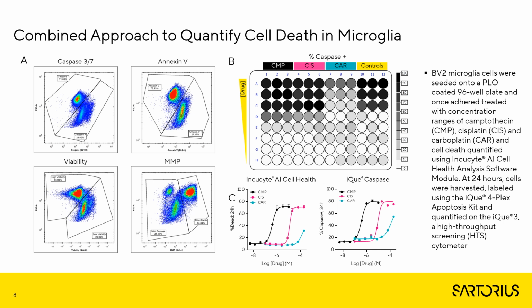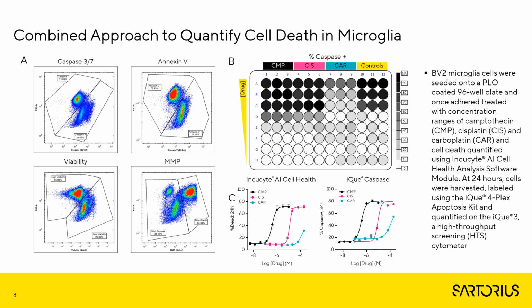So these cells are treated with 3 chemotherapeutics. This was using camptothecin, cisplatin, and carboplatin, all of which are known to cause DNA damage and activate apoptotic pathways. So we monitored these in the INKSIGHT with images being acquired every 2 hours. And then at 24 hours post-treatment, the cells are harvested and transferred to the V-bottom plate. And then we labelled them with this IQ apoptosis kit. So as I've said, we've got the gating strategy here.